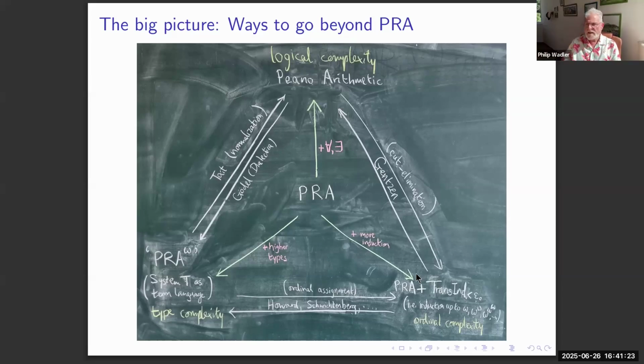So just to fill in the history for me, PRA was defined by Skolem. Presumably Skolem wrote about Skolemization. What was the result that he gave that we call Skolemization?